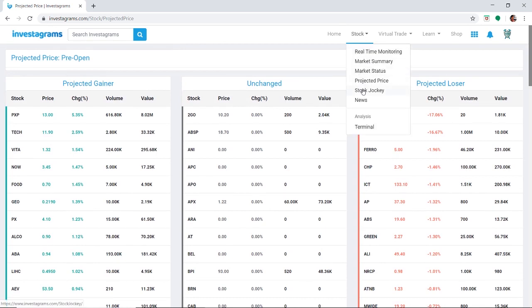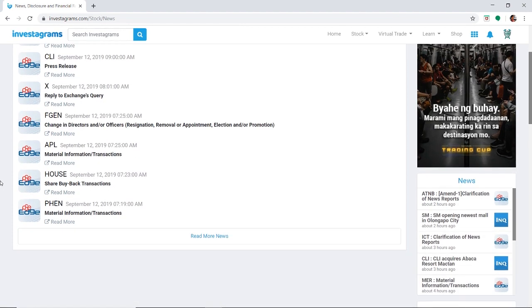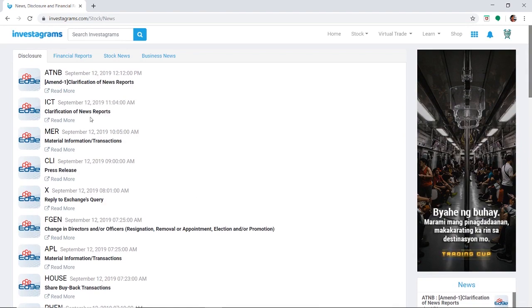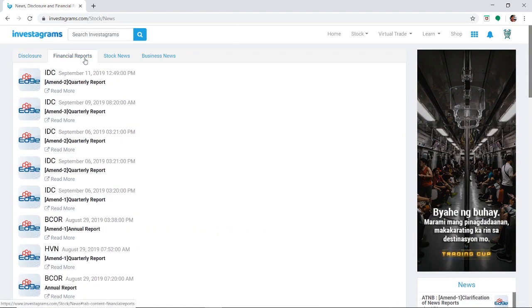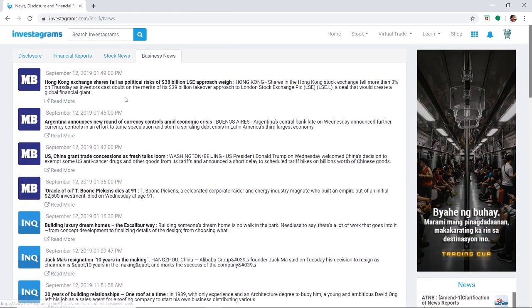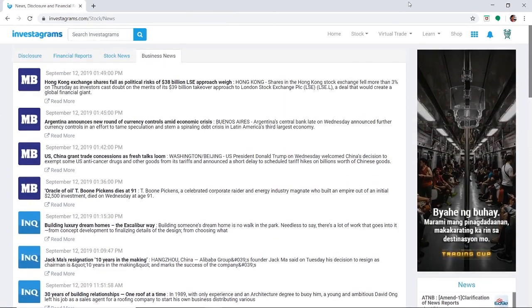The stock jockey, we're gonna talk about this in another tutorial video when we talk about the Investor Prime. So the news, basically, as it says, you guys see the different disclosures right here. From the PSE Edge, you can check financial reports, news on specific stocks, or maybe if you want to go just in general, the business news to help you make better investment decisions. You can also see it here.